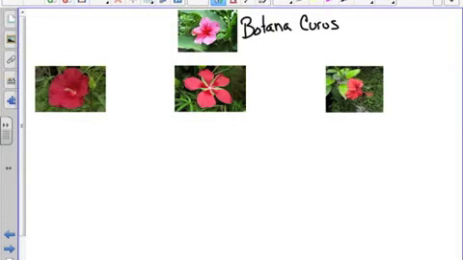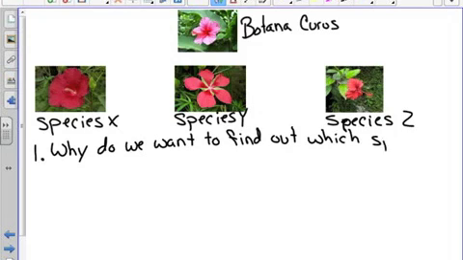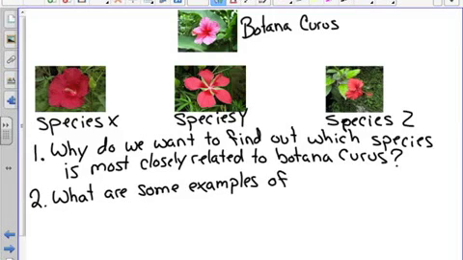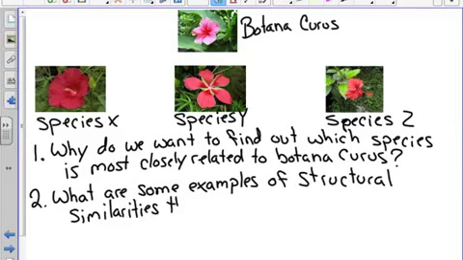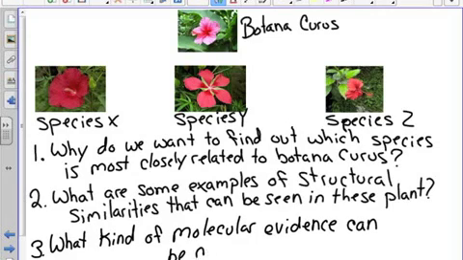To be prepared for tomorrow's class discussion, answer the following questions. 1. Why do we want to find out which species is most closely related to Botanicurus? 2. What are some examples of structural similarities that can be seen between these plants? And number 3, what kind of molecular evidence can be collected?